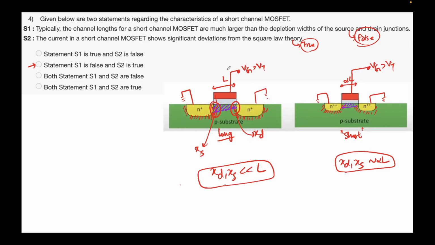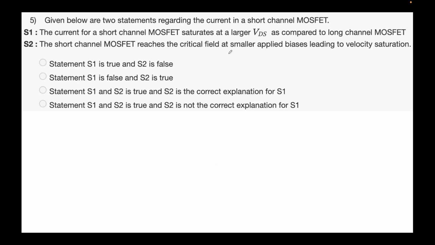So we'll now get into what we mean by the deviation, how it deviates, and why it deviates. Those two questions we'll answer. Right. So this is a problem through which I'll try to explain the deviation from the square law. Here, this question again has a similar format, two statements. We need to find true and false.